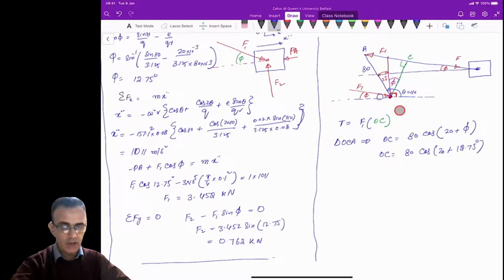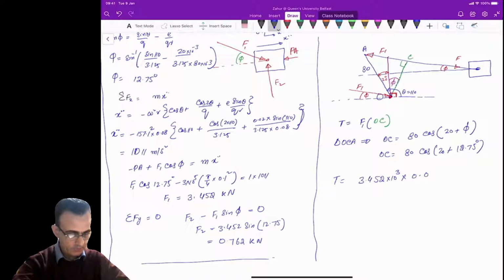Now if you want to calculate T, this will become equal to F1, which is 3.452 times 10 to the power 3, because it's kilonewton, and then you just multiply with this here. If you convert this into meters, 0.08 cos of 20 plus 12.75, so it becomes 32.75 degrees. So this way you will be able to calculate the instantaneous output torque here.